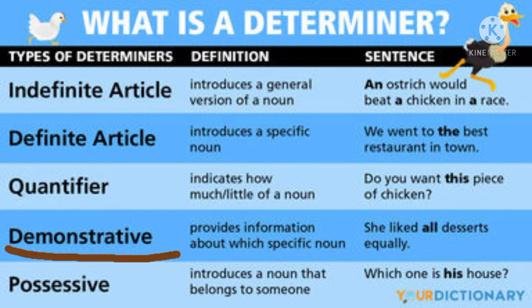The next one is the demonstrative. A demonstrative provides information about which specific noun. Look at the example sentence: Do you want this piece of chicken? Here, this is the determiner. The next one is the possessive. A possessive introduces a noun that belongs to someone. Look at the example sentence: Which one is his house? Here, his is possessive as well as a determiner.